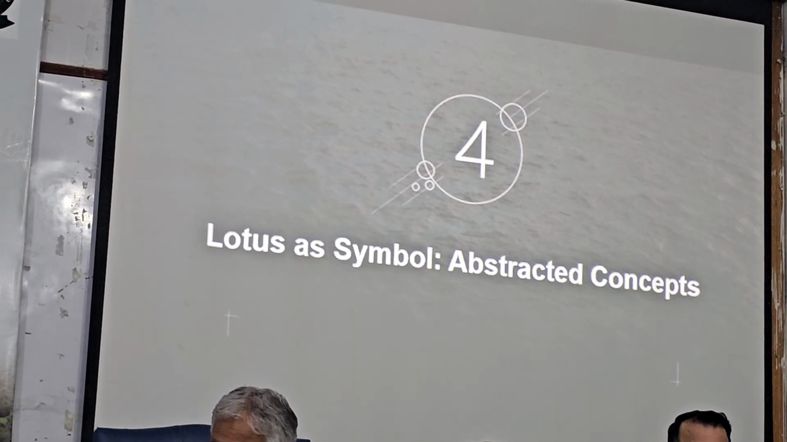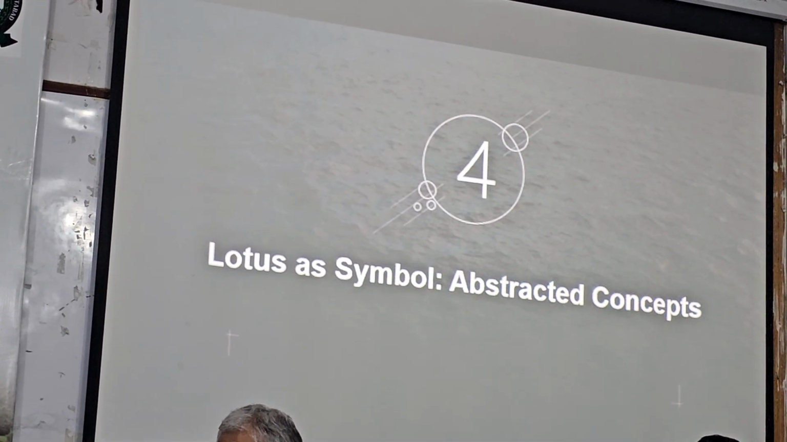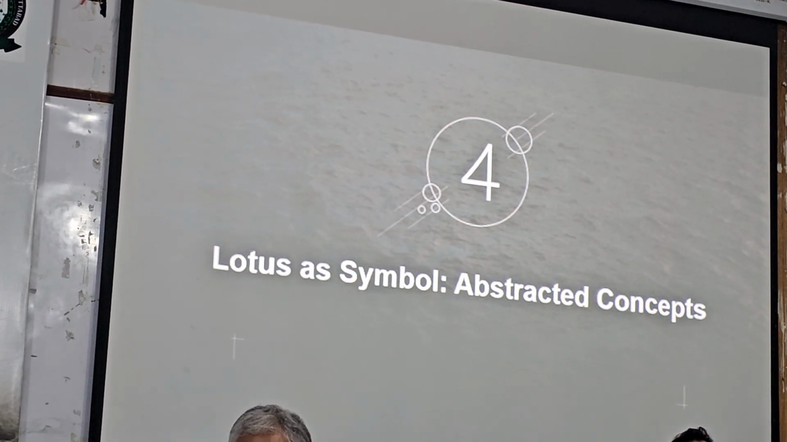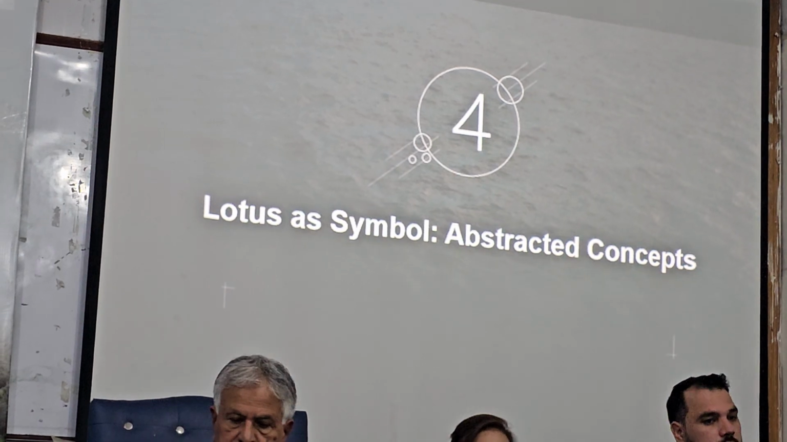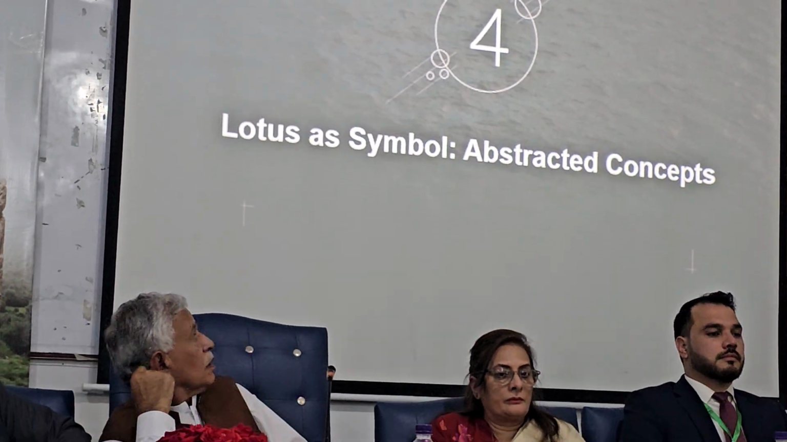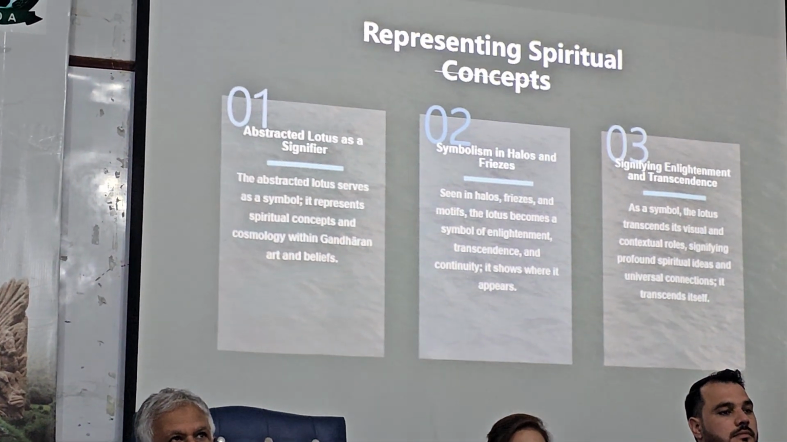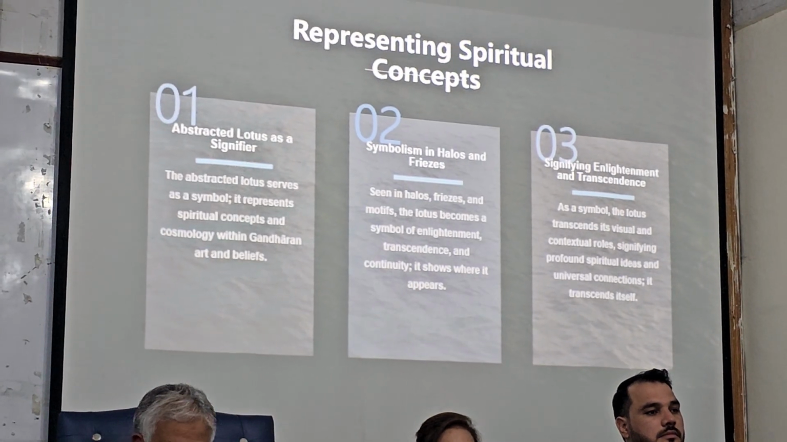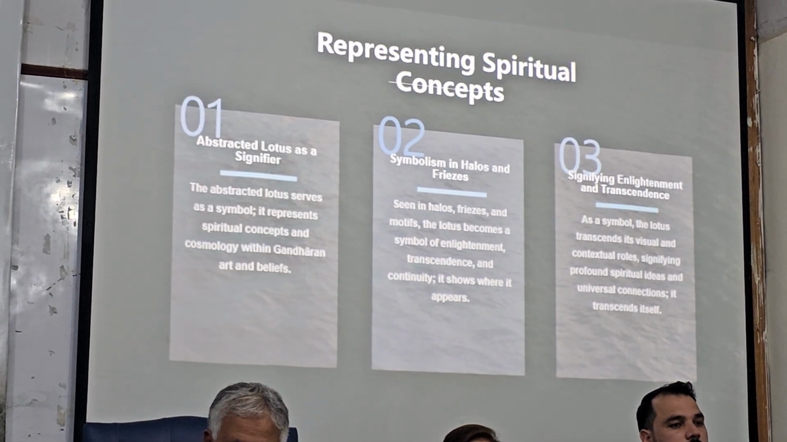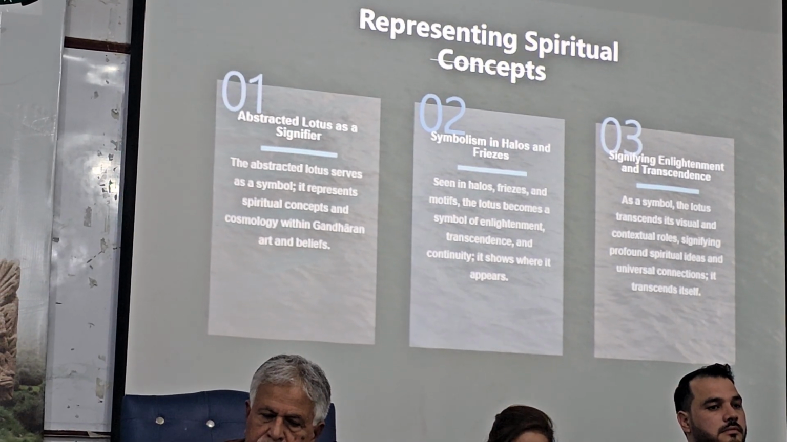So then we speak of the lotus as a symbol. Up to this point, what we discussed is instances where the symbol was a sign. Now we study it as a symbol where it provides us with abstracted concepts. Here again we would base our discussion on the signifier and signified concept of Saussure. So the abstracted lotus as a signifier is a symbol.